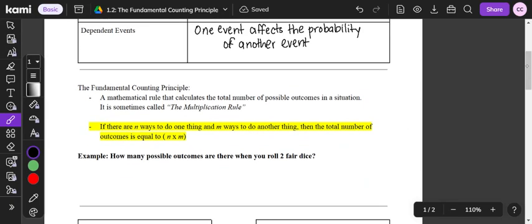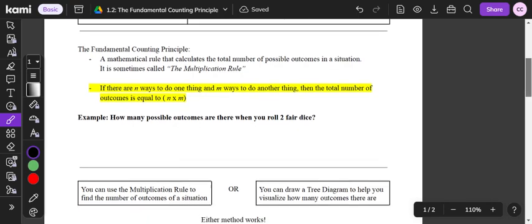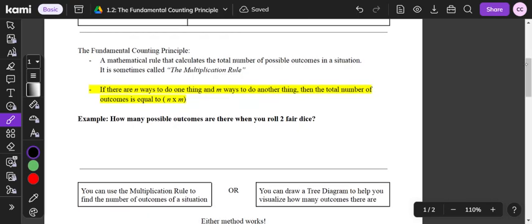So, fundamental counting principle, right here, definition. It says a mathematical rule that calculates the total number of possible outcomes in a situation. It is sometimes called the multiplication rule. And then right here in the highlighted portion, it says if there are n ways to do one thing and m ways to do another thing, then the total number of outcomes is equal to n times m. Great. That's fancy math speak for, let's look at this example here.